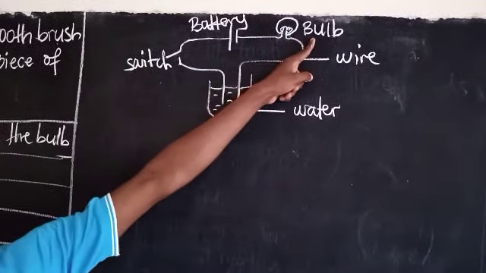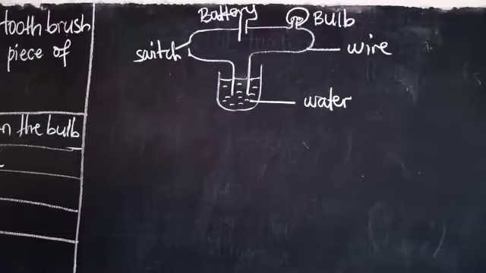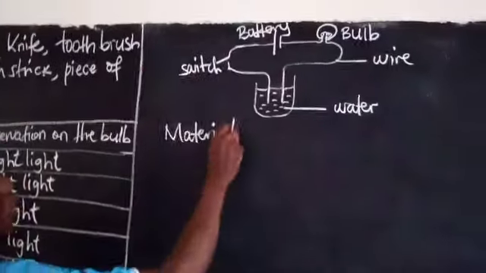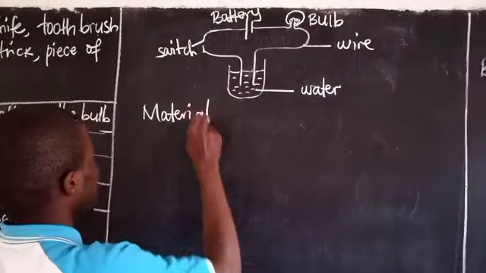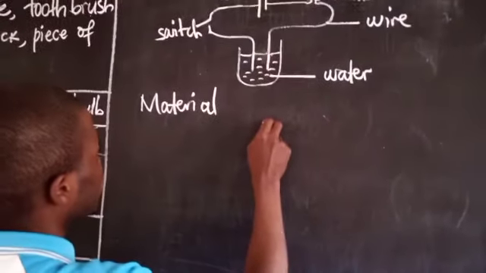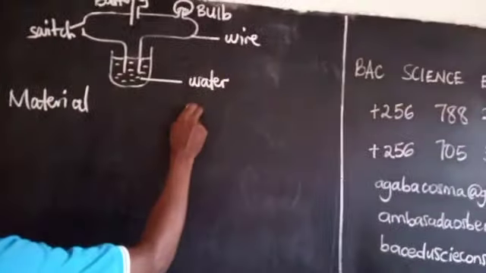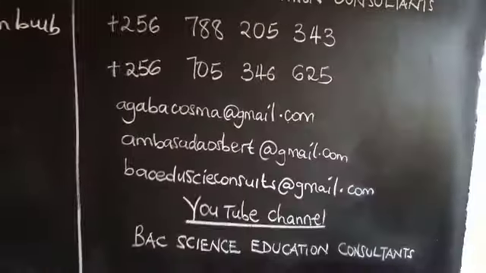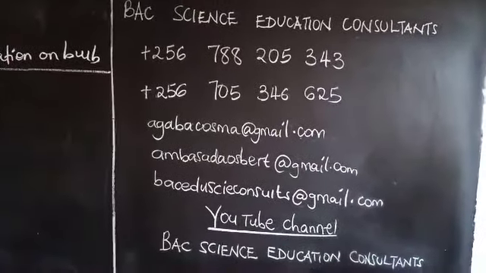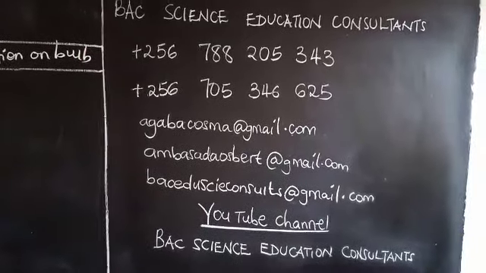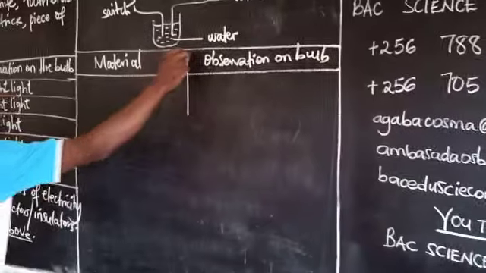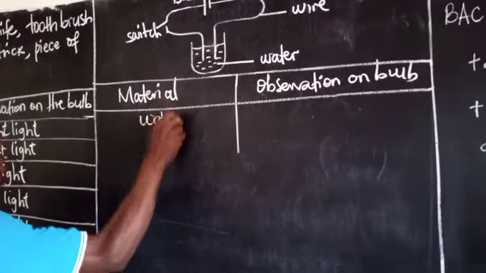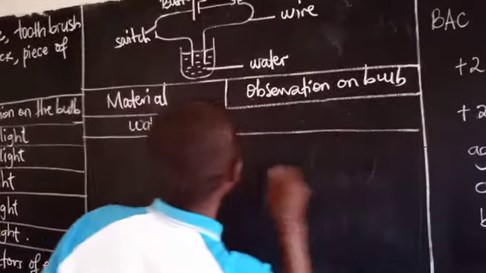Connect a bulb that is functioning, and you will record for me the observations in the same way we have put in the table above, the table that you just finished. So you have material and then observation on the bulb. In this case, I want us to choose liquids. With water, you will record what you will have seen.